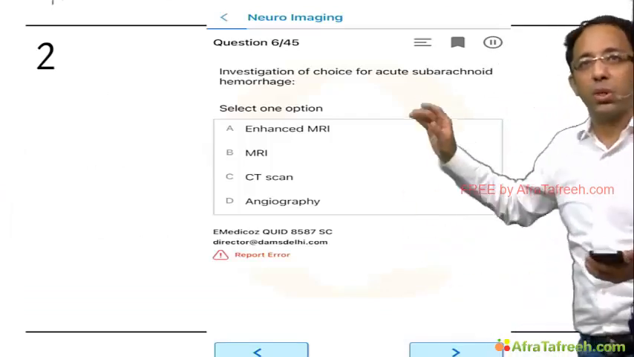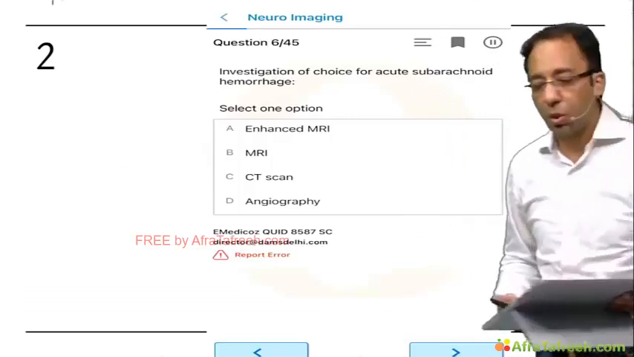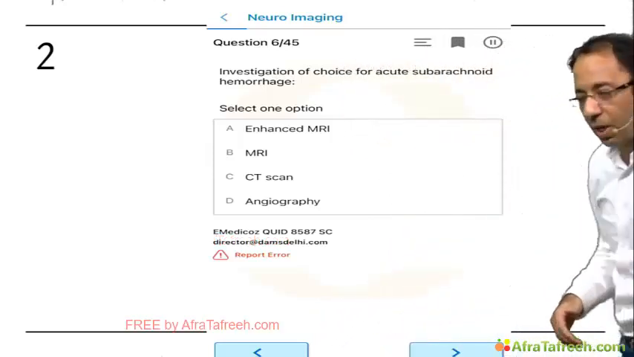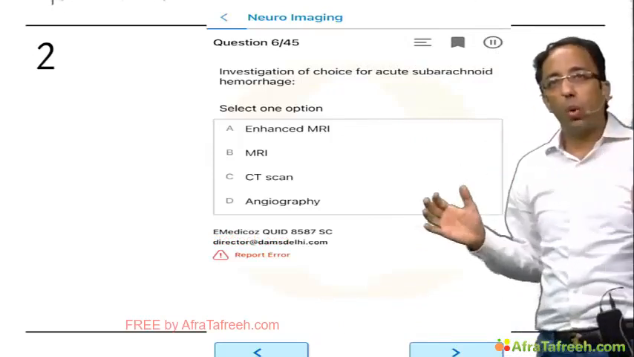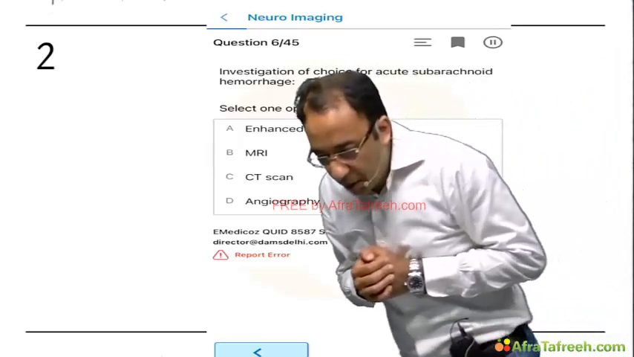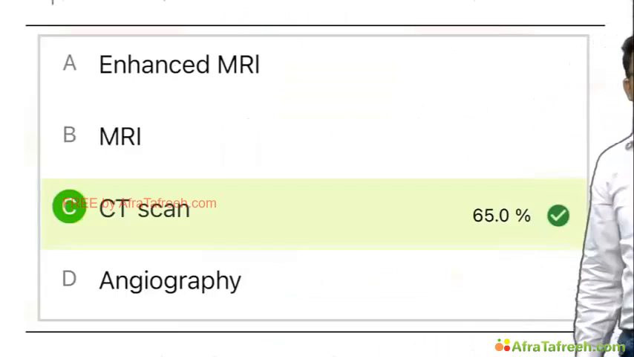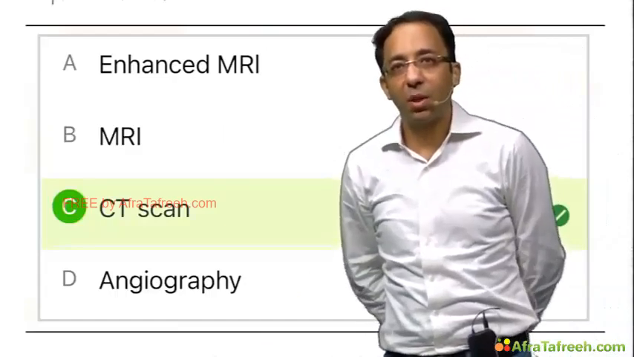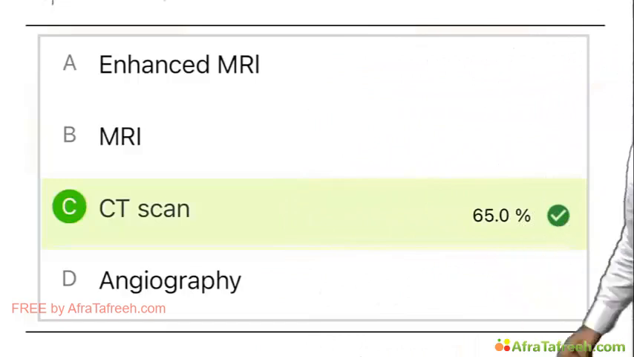Investigation of choice for acute subarachnoid hemorrhage. Many people were asking me this question in the previous class also. Investigation of choice for brain hemorrhage is always a CT scan. If you replay my video, I must have mentioned this 100 times in my first class. Brain hemorrhage, do CT, don't forget NCCT. Write the answer. 65% people have got it right.